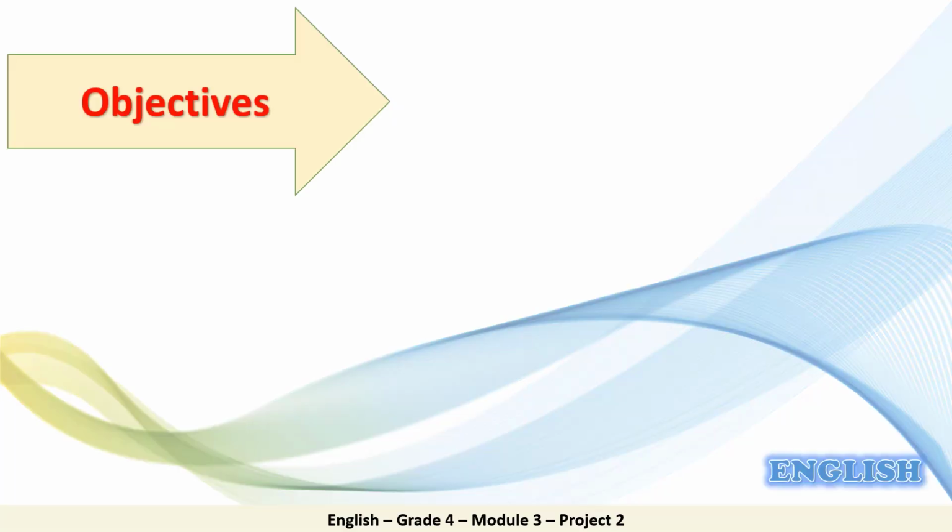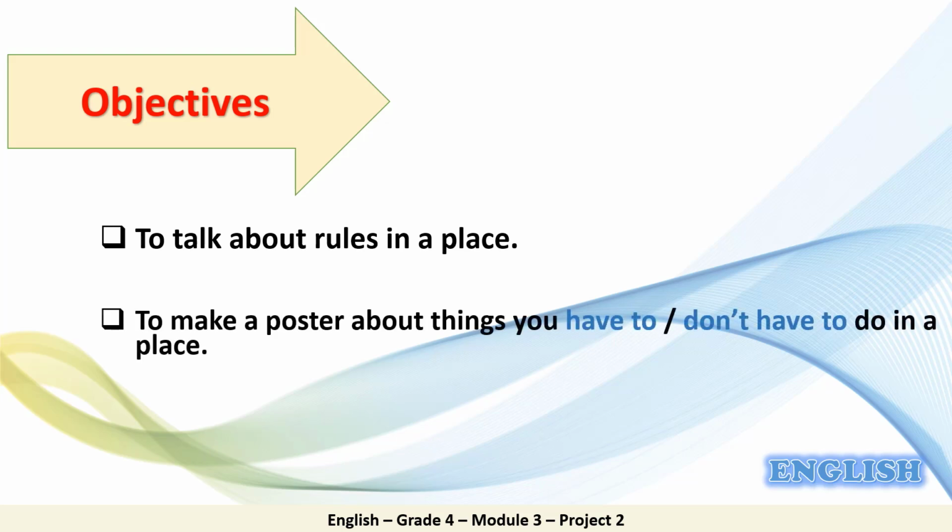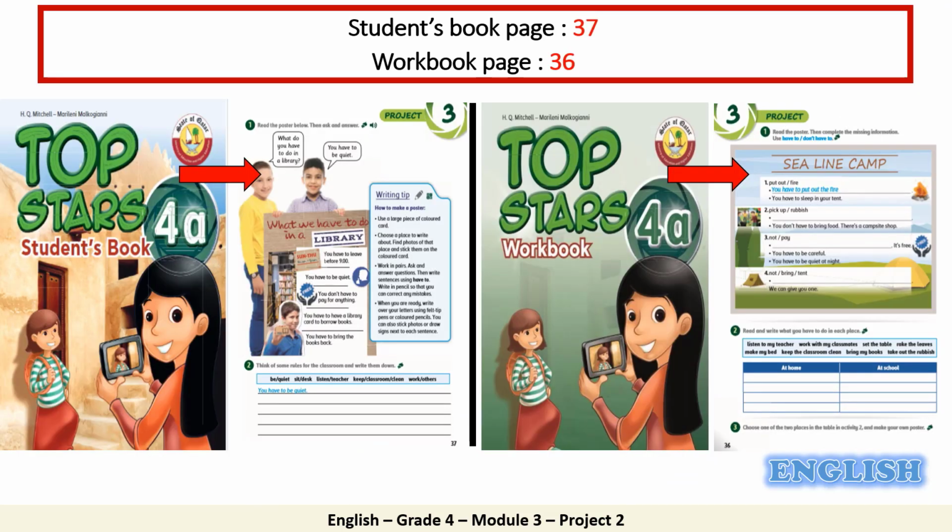As for the objectives of the lesson, by the end of the lesson, you will be able to talk about rules in a place. Also, you will be able to make a poster about things you have to or don't have to do in a place. Make sure you open your student books at page 37, workbook page 36.